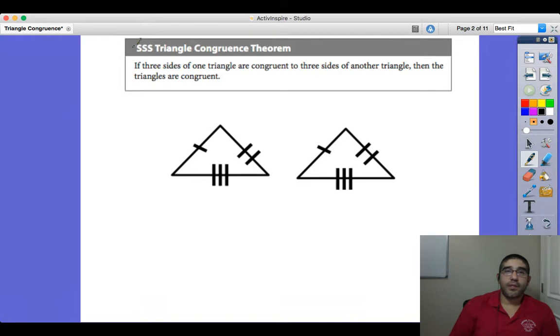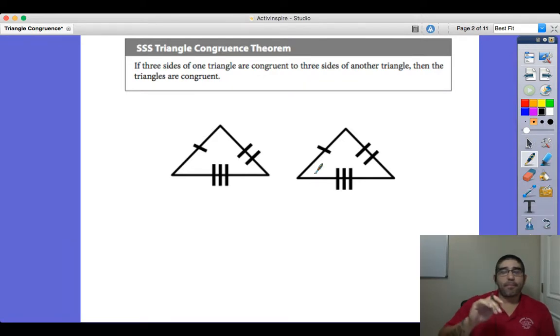First one, it's SSS. It means side, side, side. A triangle congruence theorem. So if three sides of a triangle are congruent to three sides of another triangle, then the triangles are congruent. Seems very straightforward. So if I have two triangles, this one's the same as that one, this one's the same as that one, that one's the same as that one, they're the same. Seems very straightforward. Now, here's what it looks like in a proof.